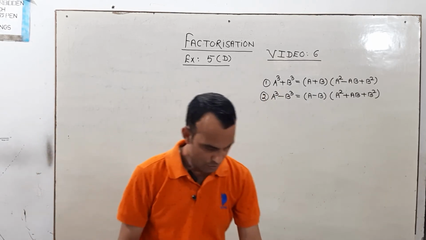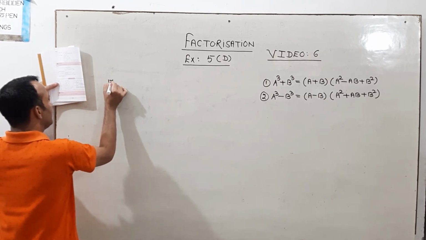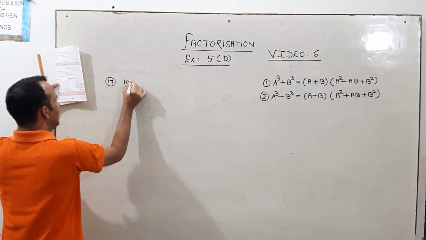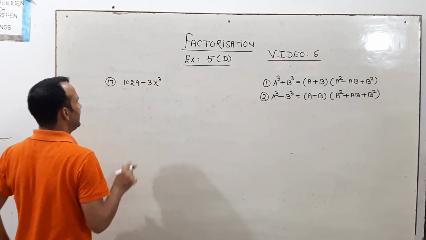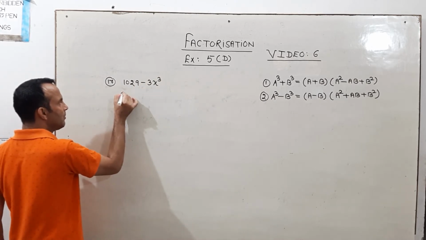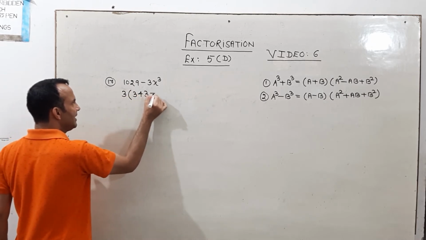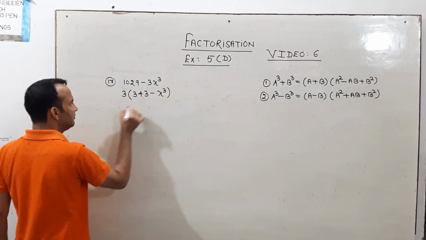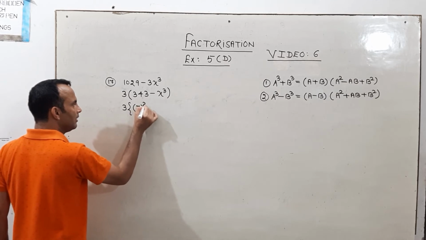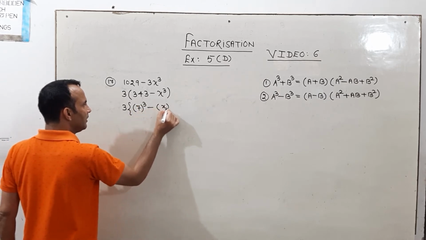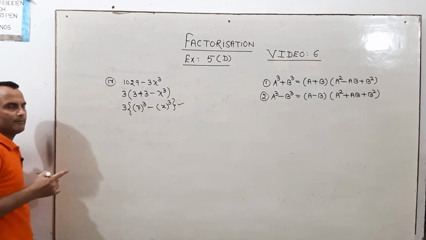See, question number 17. Question number 17 is what? 1029 minus 3x cube. Dear students, you can see 3 is common. 3 3s are 9, 3 4s are 12, 3 3s are 9, minus x cube. Now 343 is the cube of 7. Now see this expression. This is what? Cube of 7 minus cube of x.